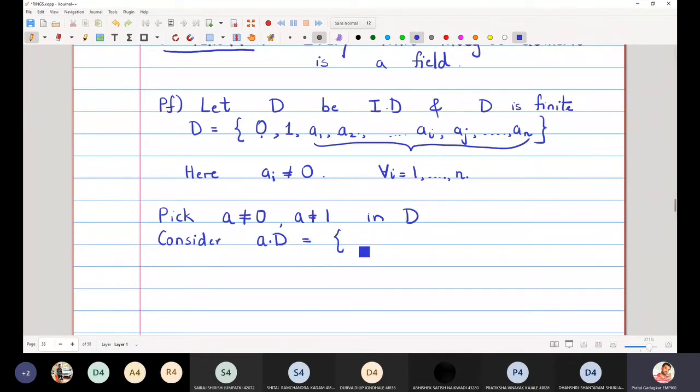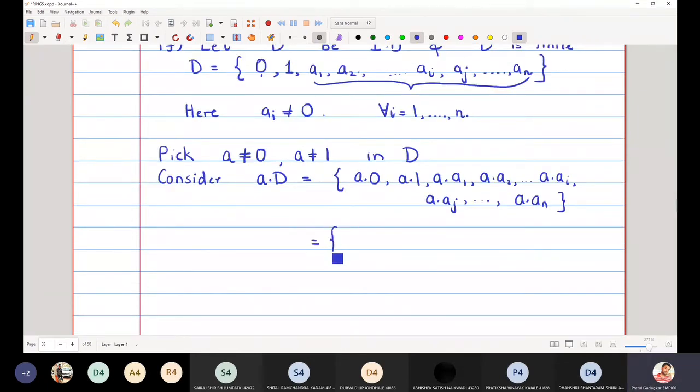When I write the set a into D, I'm going to get a into 0, a into 1, then a into a1, a into a2, a into aj, ai, sorry, a into aj, and a into an, which is equal to what? a into 0 is 0, so that is 0. This is a, this is a a1, a a2, a ai, a aj, and a an, correct.